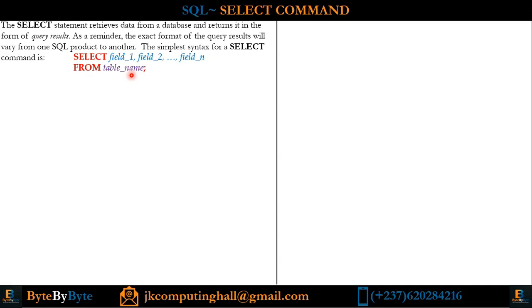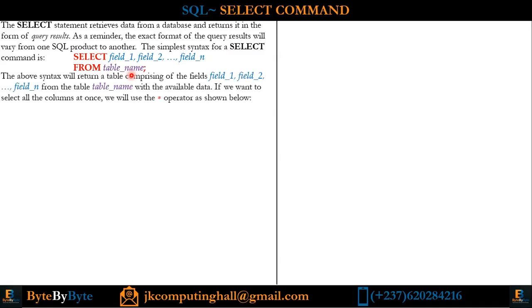As you saw in the program outline, in the subsequent videos we are also going to look at joins, that is where we extract data from two or more tables. The above syntax will return a table comprising the fields field 1, field 2 up to field n. So based on the fields you put here, those are the fields you will have in the table containing the result of your query. And those fields will be extracted from the table that you specify at this level, with available data.